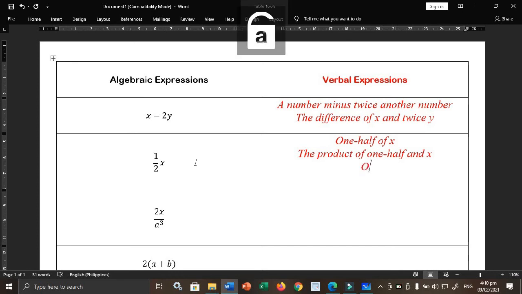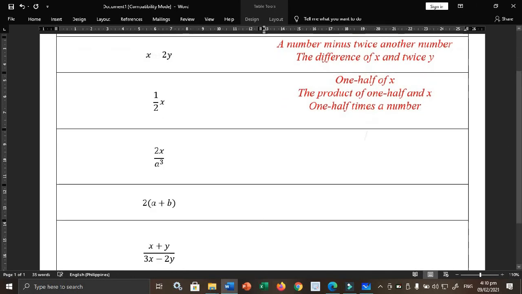Ano pa pwede? 1/2 times x, or a number. So, there are a lot of possible answers, no? And then the third one, we have 2x over a cubed. So, pwede dito is the ratio.